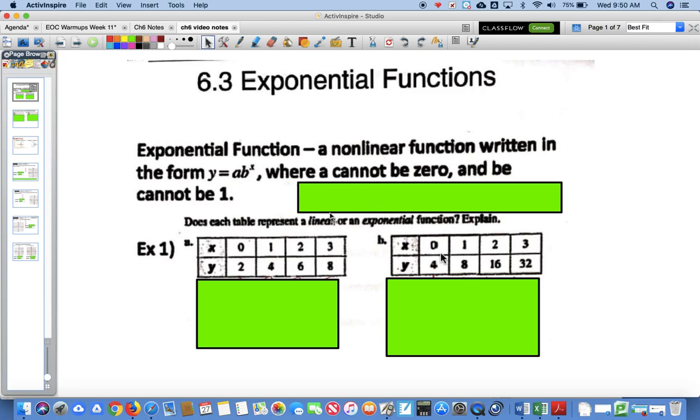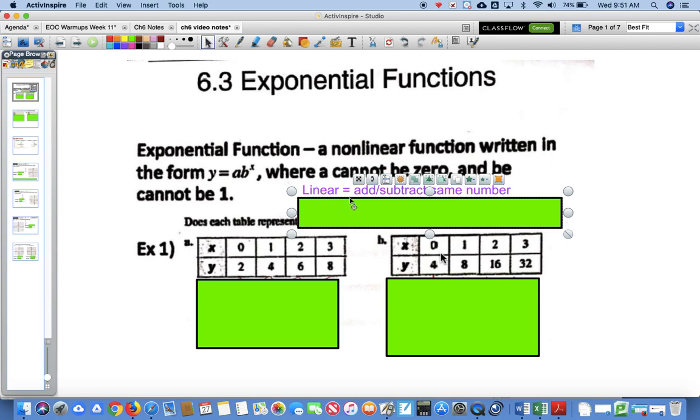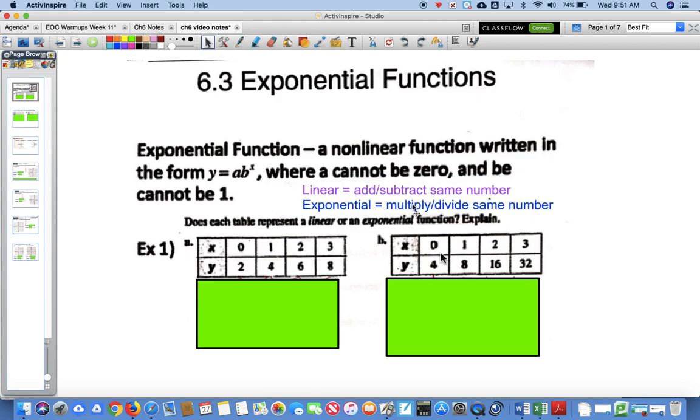Compare that to when we did linear. Linear would be something like y equals mx plus b. This is a different format and results in a different graph that we'll get into in this section. First, as a reminder, linear functions are adding and subtracting the same number each time. That's their pattern. If we look at exponential, they are multiplying and dividing by the same number each time.